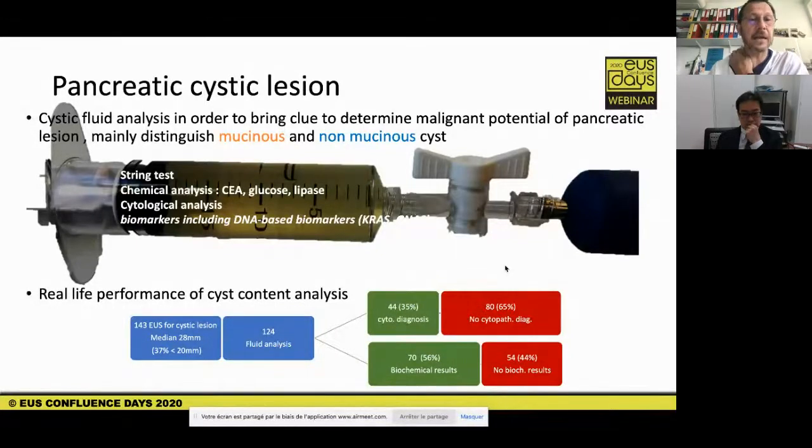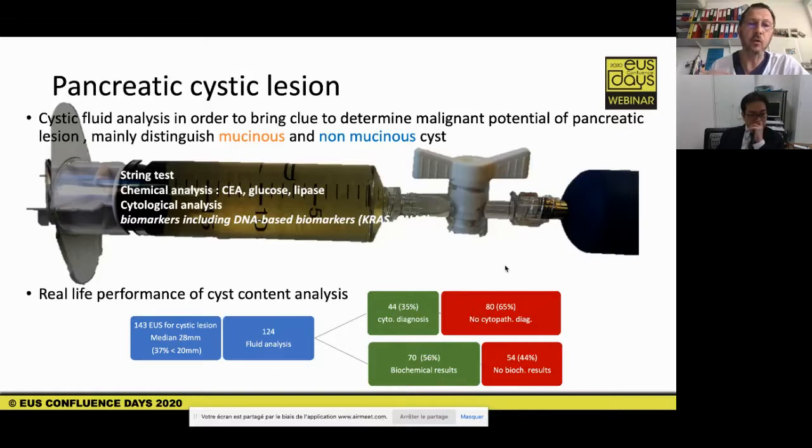So I just said that a chemical analysis may help to distinguish between mucinous and non-mucinous cysts, with CEA analysis to be the first one to choose, but glucose in the cystic liquid may also help to distinguish between mucinous and non-mucinous, and particularly if a low glucose is observed, this is in favor of a mucinous lesion. And then you may also do cytological analysis and also biomarkers, including DNA-based biomarkers like KRAS.